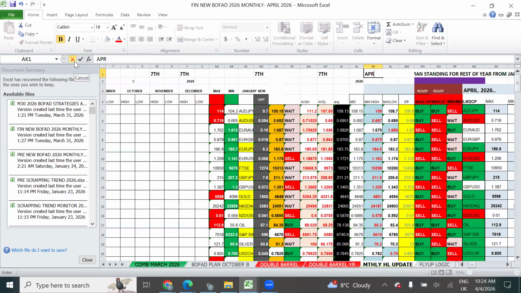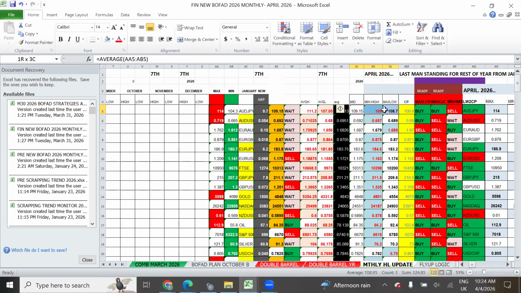Okay, so how do I know what action to take or what information this has brought to me? So I'm going to show you here. So here you can see it's telling me a buy here and it's telling me a sell. So what does that mean? The current price is 109.8.